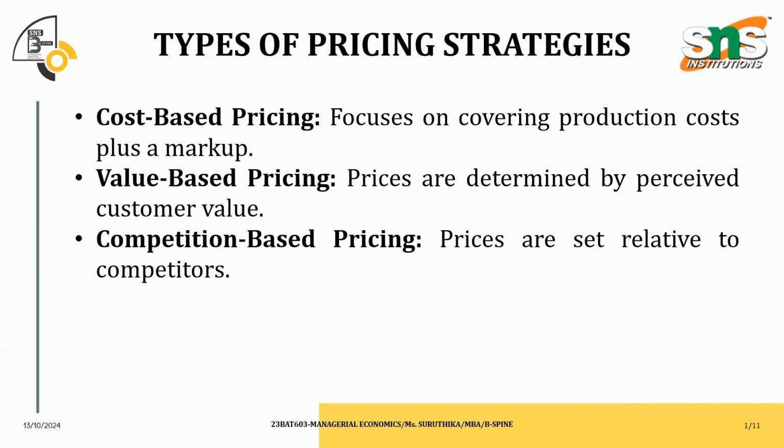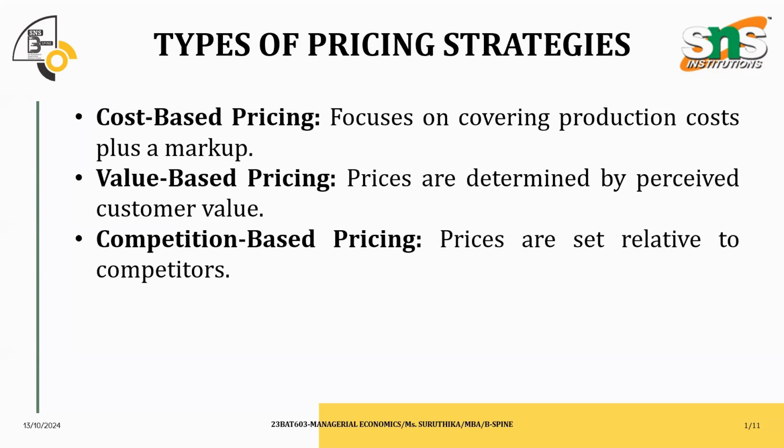So there are several types of pricing like cost-based pricing, value-based pricing, competition-based pricing, etc. So in cost-based pricing, the focus lies on covering the production cost and adding a markup to it. So like if you've spent 100 on producing a product, maybe you add a markup of 10% and you sell it at 110 rupees. The second is value-based pricing where the customer pays for the perceived value of the product. So the customer pays for how much value he associates with the product. This generally happens with luxury commodities.